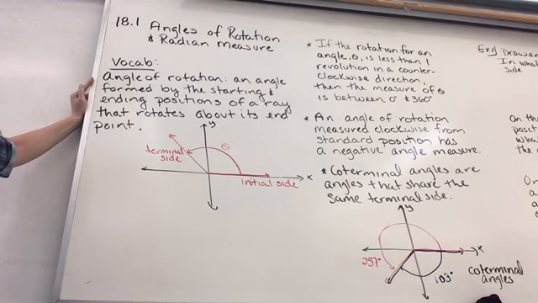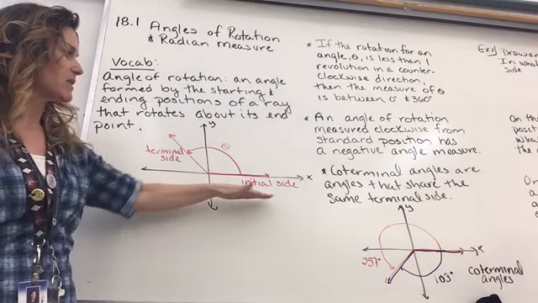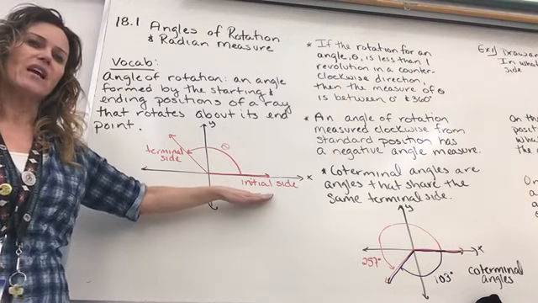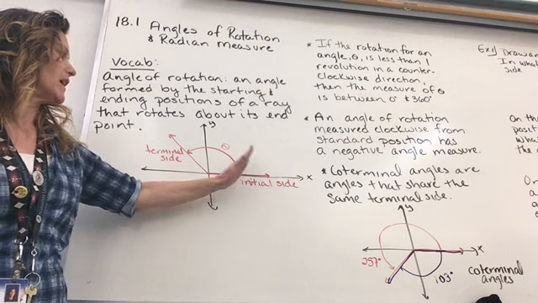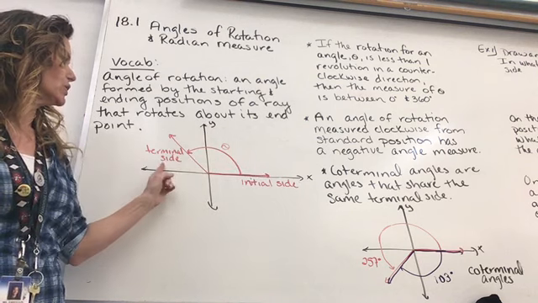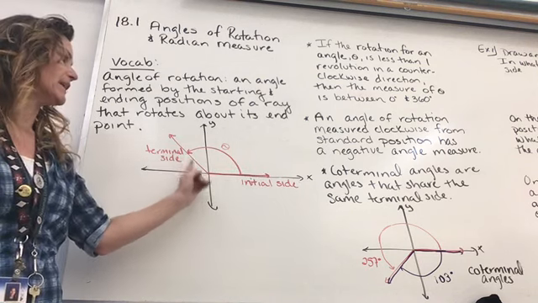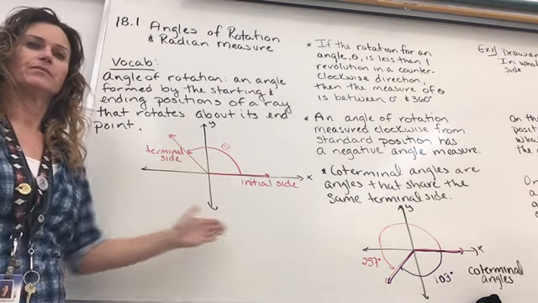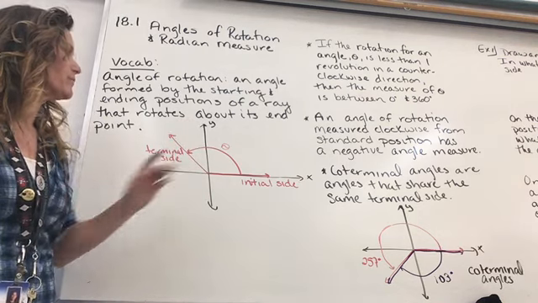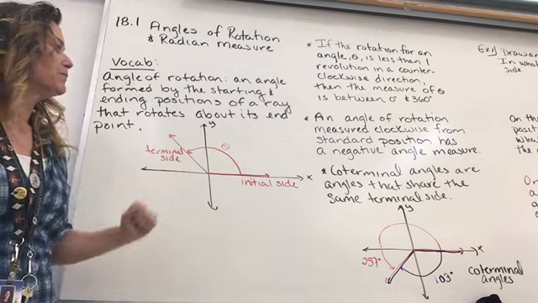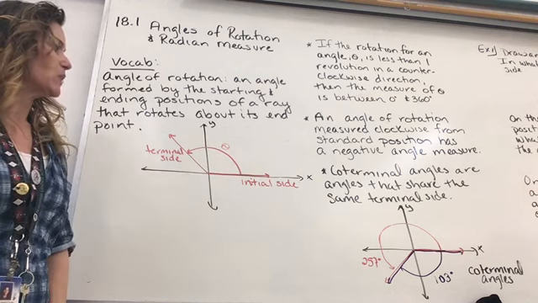So an angle of rotation is an angle formed by starting and ending positions of a ray that rotates its end about a point. So we have this example here. The initial side is always on the positive x-axis, and it rotates over to the terminal side where it ends somewhere in the other quadrant. This angle will be called theta, and this is kind of what it looks like.